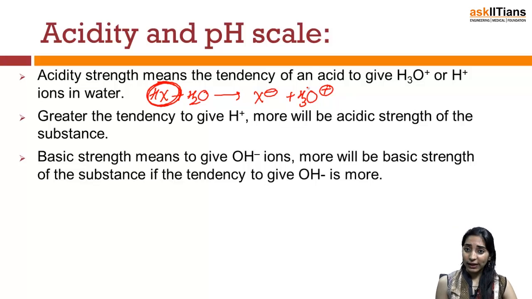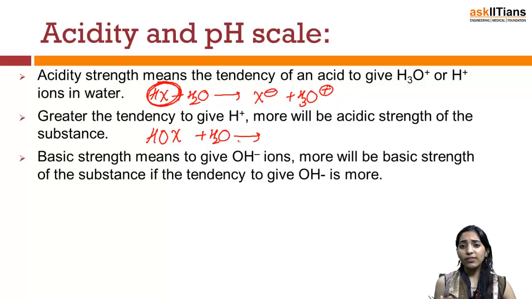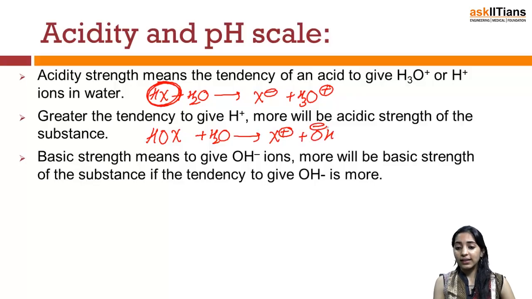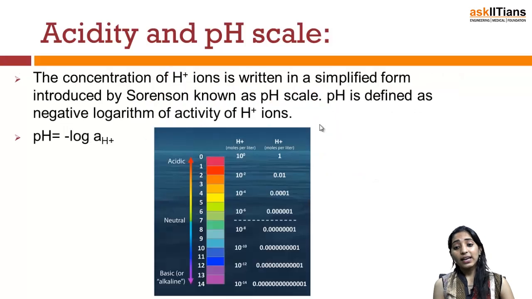Similarly, for basic strength, any base, for example XOH, if you dissolve it in water, has a tendency to give away its OH minus to water. So it will dissociate to X positive plus OH minus. The tendency by which it dissociates into OH minus is defined as the basic strength of the substance. The more the tendency to donate OH minus ions, the stronger the base.